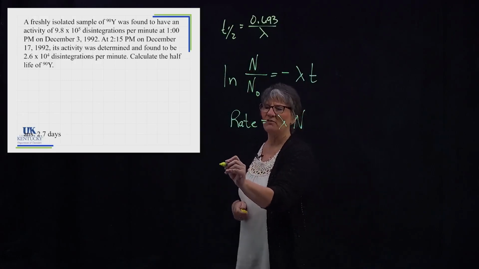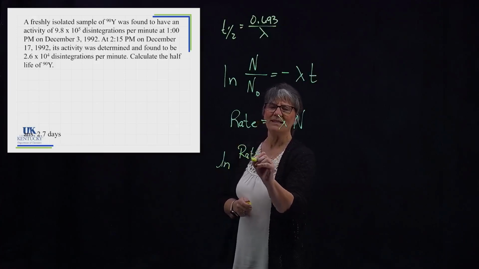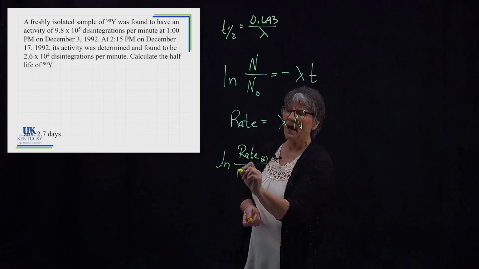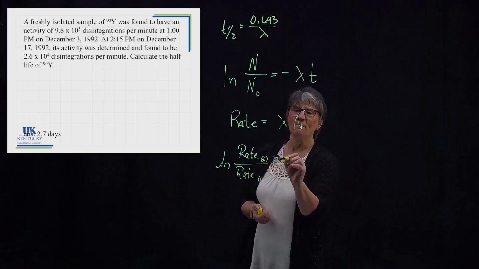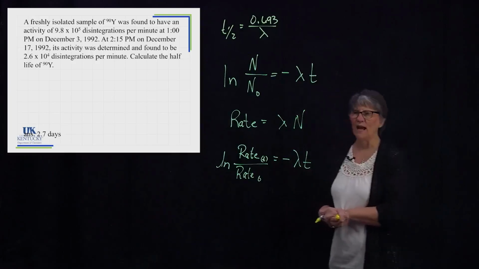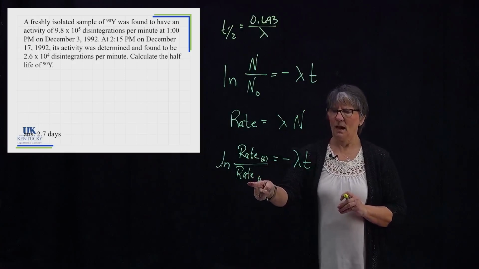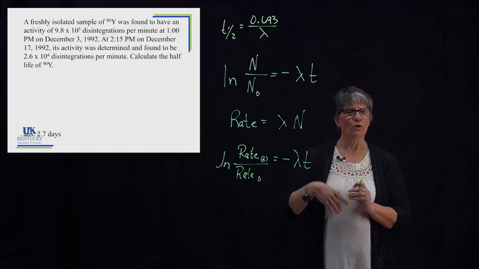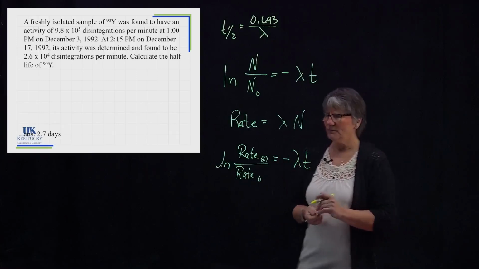So that is going to give me the natural log of the rate at some point in time down the line, I'll call it time t, divided by the rate initially, is equal to minus this times time. So that's the equation that I'm going to use. I was given these two things. I'm trying to solve for this one, so I better have been given time. So I go back into the problem and I'm looking for time. Well, it started to get my time.